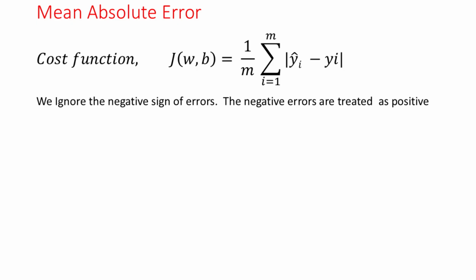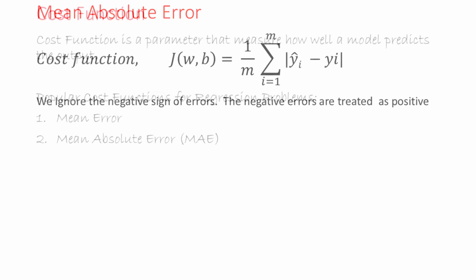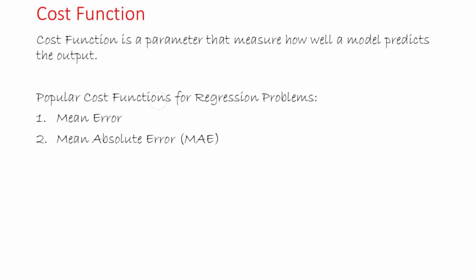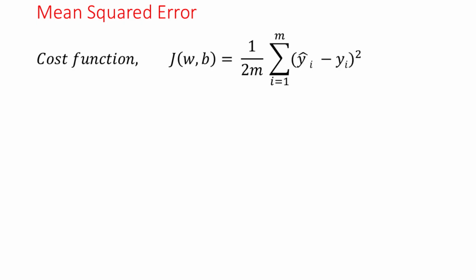While this is better, it is not perfect. MAE treats all errors equally, which means tiny slip-ups and a big disaster are weighed the same. That is not fair, isn't it? So the champion of the game is mean squared error, MSE. Now comes the champion. Here we square each error before averaging. So cost function J is equal to 1 by 2m, summation from i equal to 1 to m, y cap i minus yi squared.